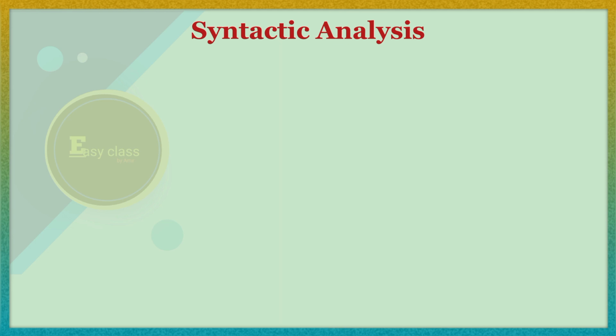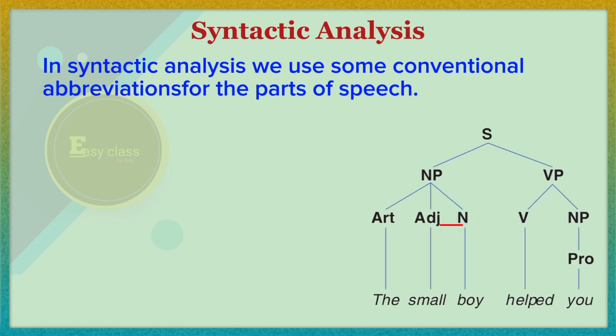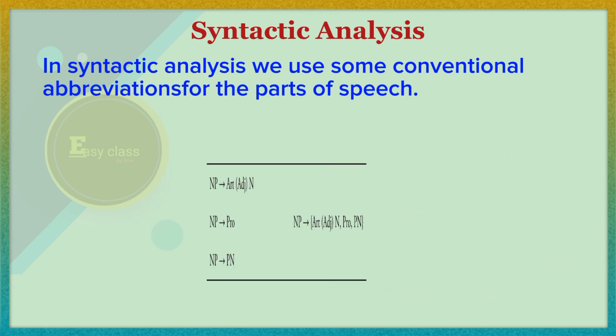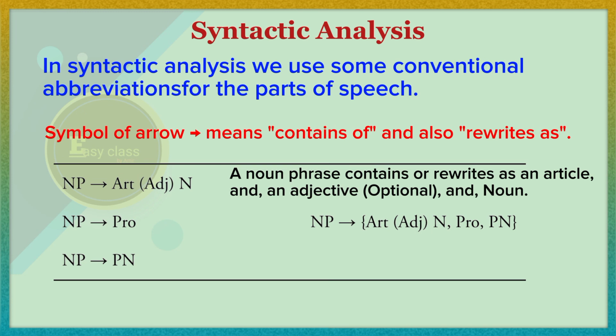Syntactic analysis. In syntactic analysis, we use some conventional abbreviations for the parts of speech identified in Chapter 7. Examples are N for noun, ART for article, ADJ for adjective, and V for verb. We also use abbreviations for phrases, such as NP for noun phrase and VP for verb phrase. We represent the concept "consists of" with an arrow, also interpreted as "rewrites as." The following rule states that a noun phrase, NP, such as the dog, consists of, or rewrites as, an article, the, and a noun, dog. This simple formula is the underlying structure of millions of different English phrases.